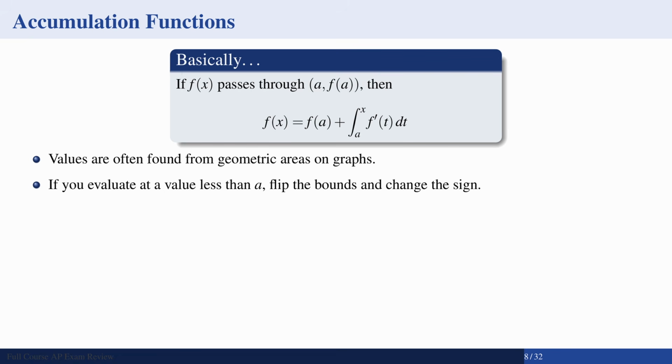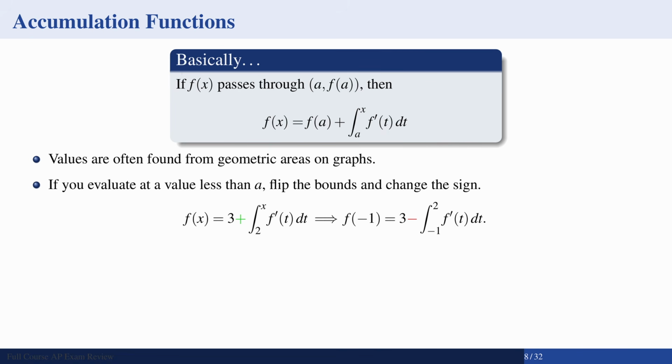For example, if f of x is 3 plus the integral from 2 to x of f prime of t dt, and you need to find f of -1, since -1 is less than 2, you're going to flip the bounds and change the sign and end up with 3 minus the integral from -1 to 2 of f prime of t dt. That's a thing that's going to happen.